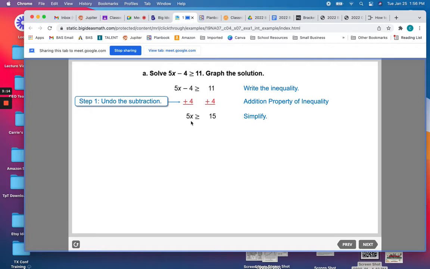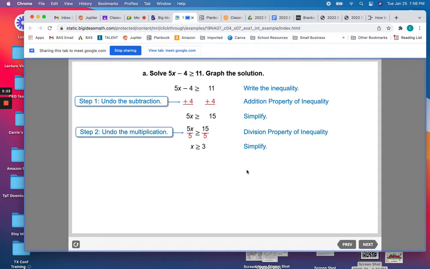Okay, what's our next step? How do we get x by itself now? Divide by 5. So we're going to undo the multiplication by dividing. 15 divided by 5 is? 3. Does our sign change? No. Why not? Because we didn't have a negative. Excellent, because you did not divide or multiply by a negative number. Very good. So you have x is greater than or equal to 3.